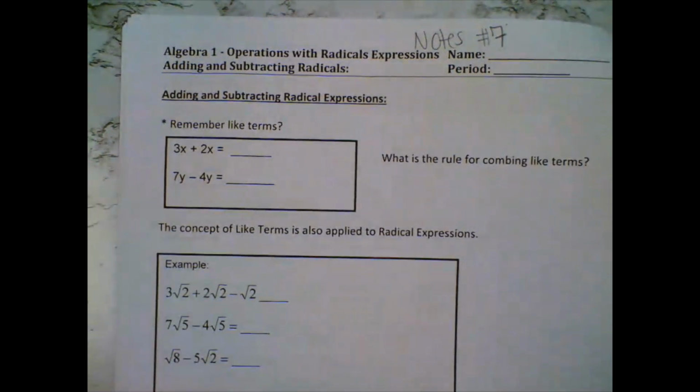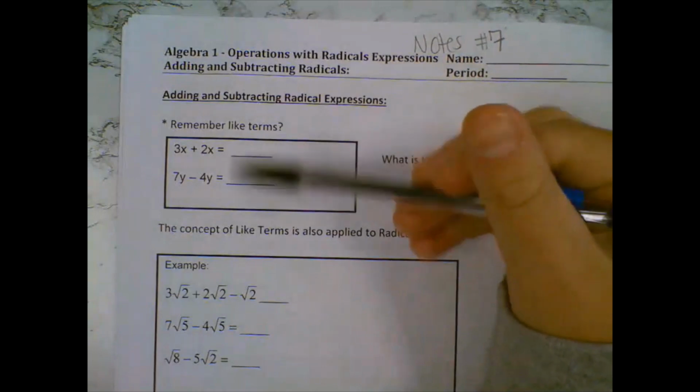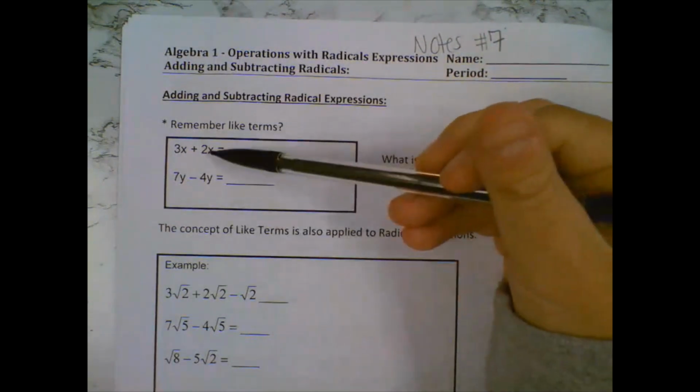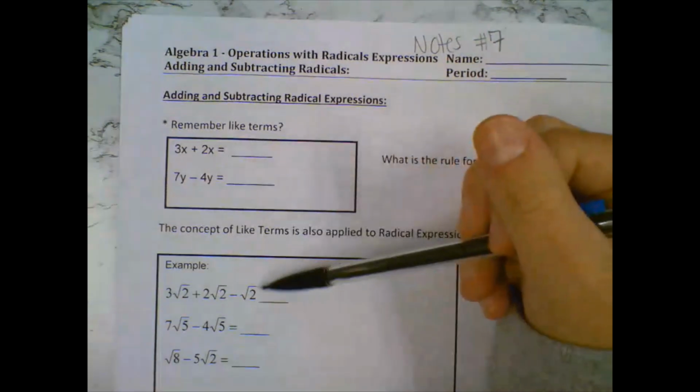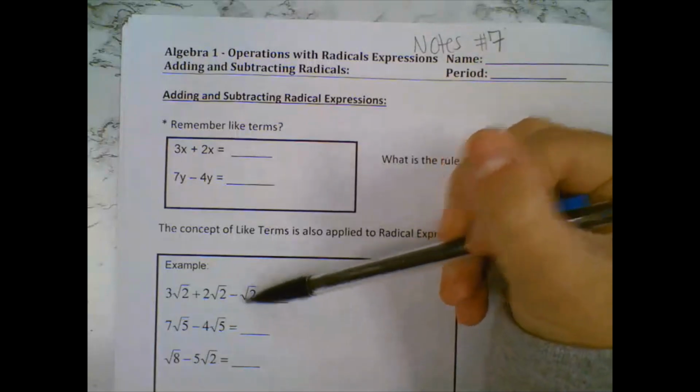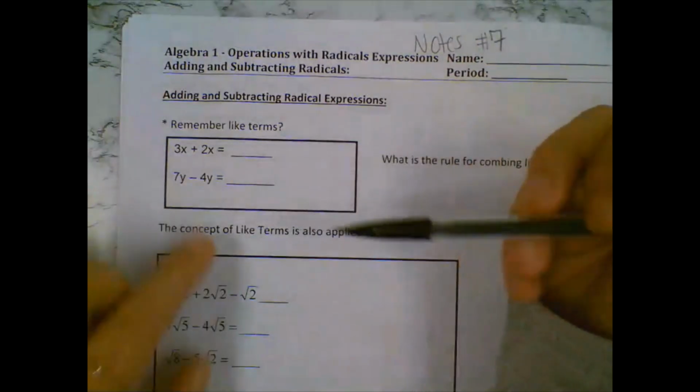We are going to talk about adding and subtracting radicals. And what we're actually going to do is revisit adding and subtracting polynomials because they're very similar. Even though polynomials have variables, radicals obviously have a square root sign, the concepts are still the same.